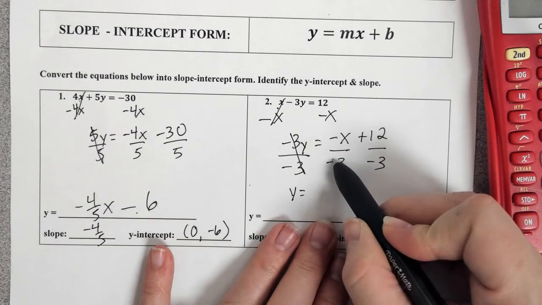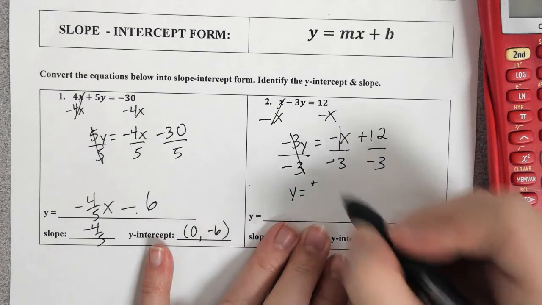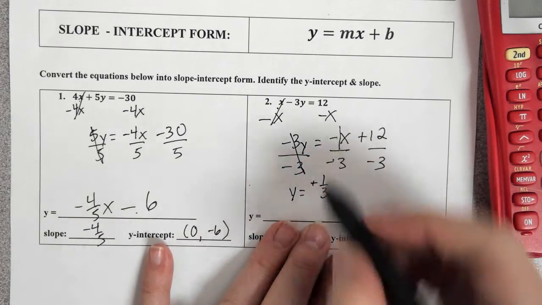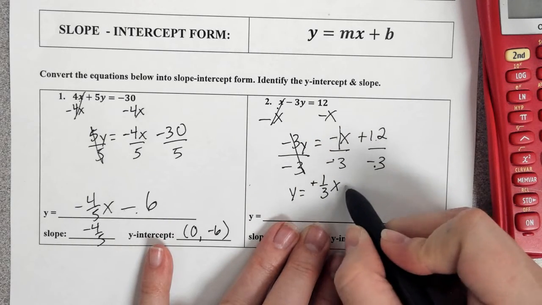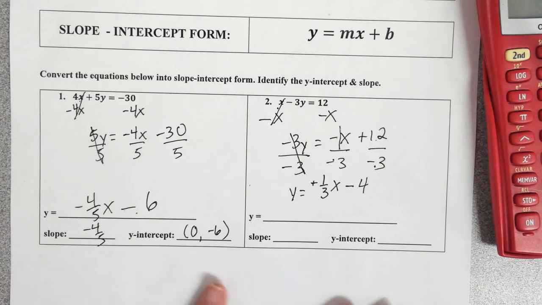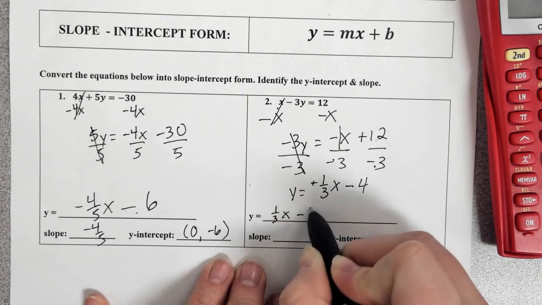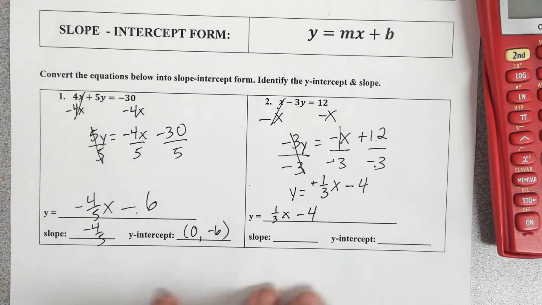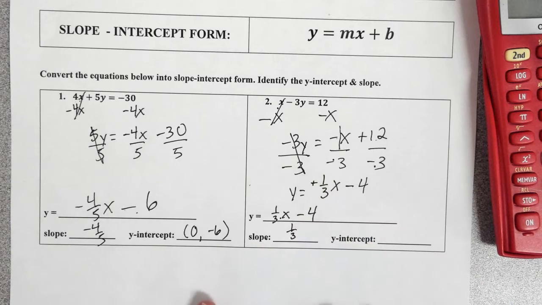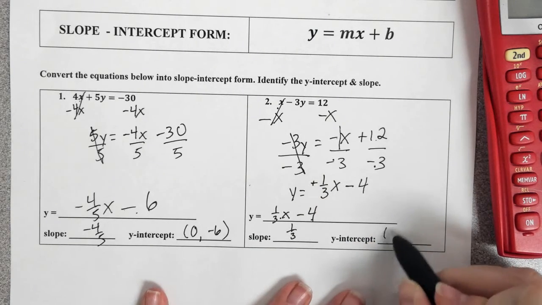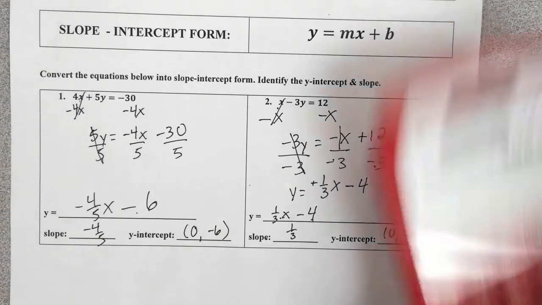Now, negative divided by a negative would become positive, and there's an invisible 1 in front of the x, so I can say positive 1/3 x. 12 divided by negative 3 would be negative 4. So I'm just going to write that down here on my line, y equals 1/3 x minus 4. That means my slope is the coefficient of x, 1/3. This is my y-intercept, but I'm going to write it as an ordered pair, 0, negative 4.